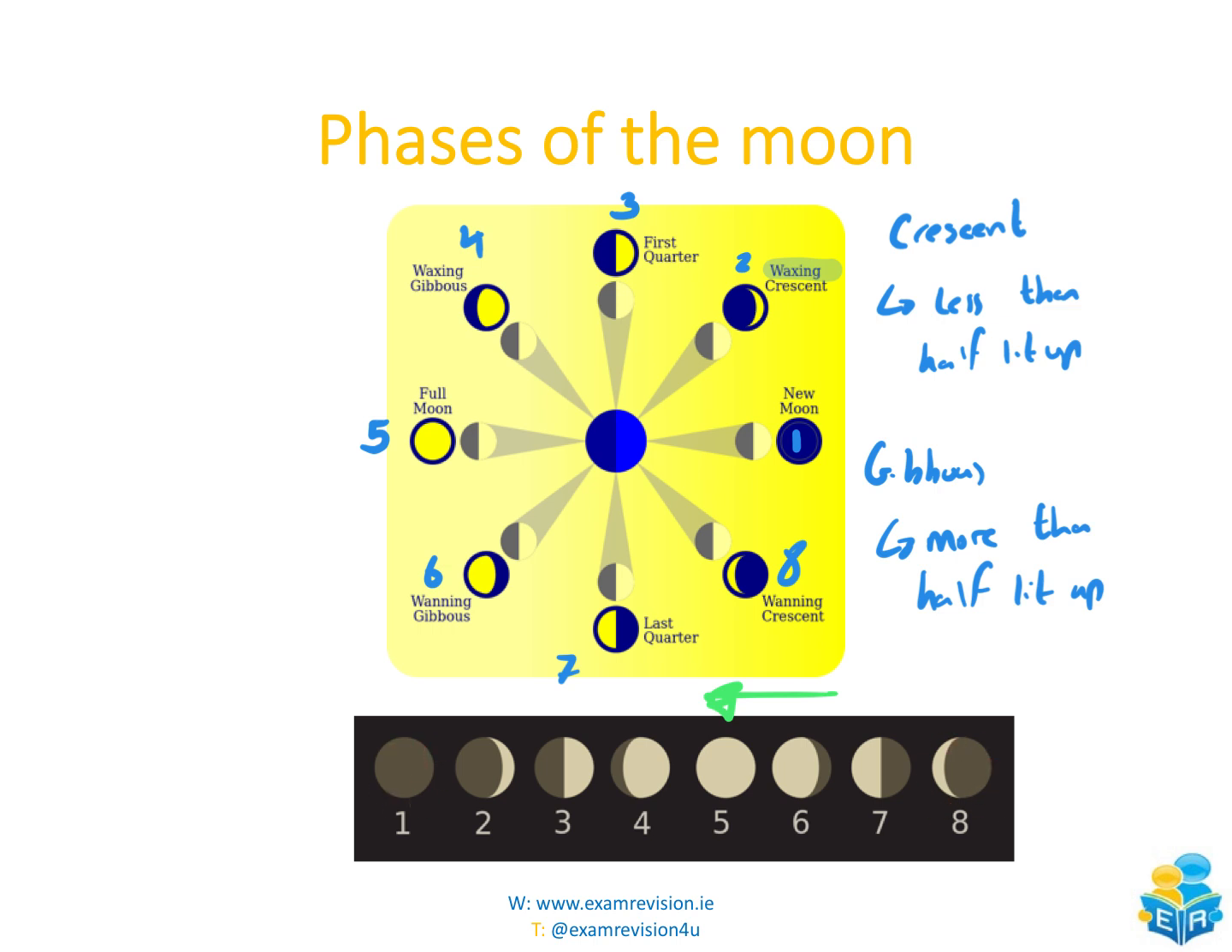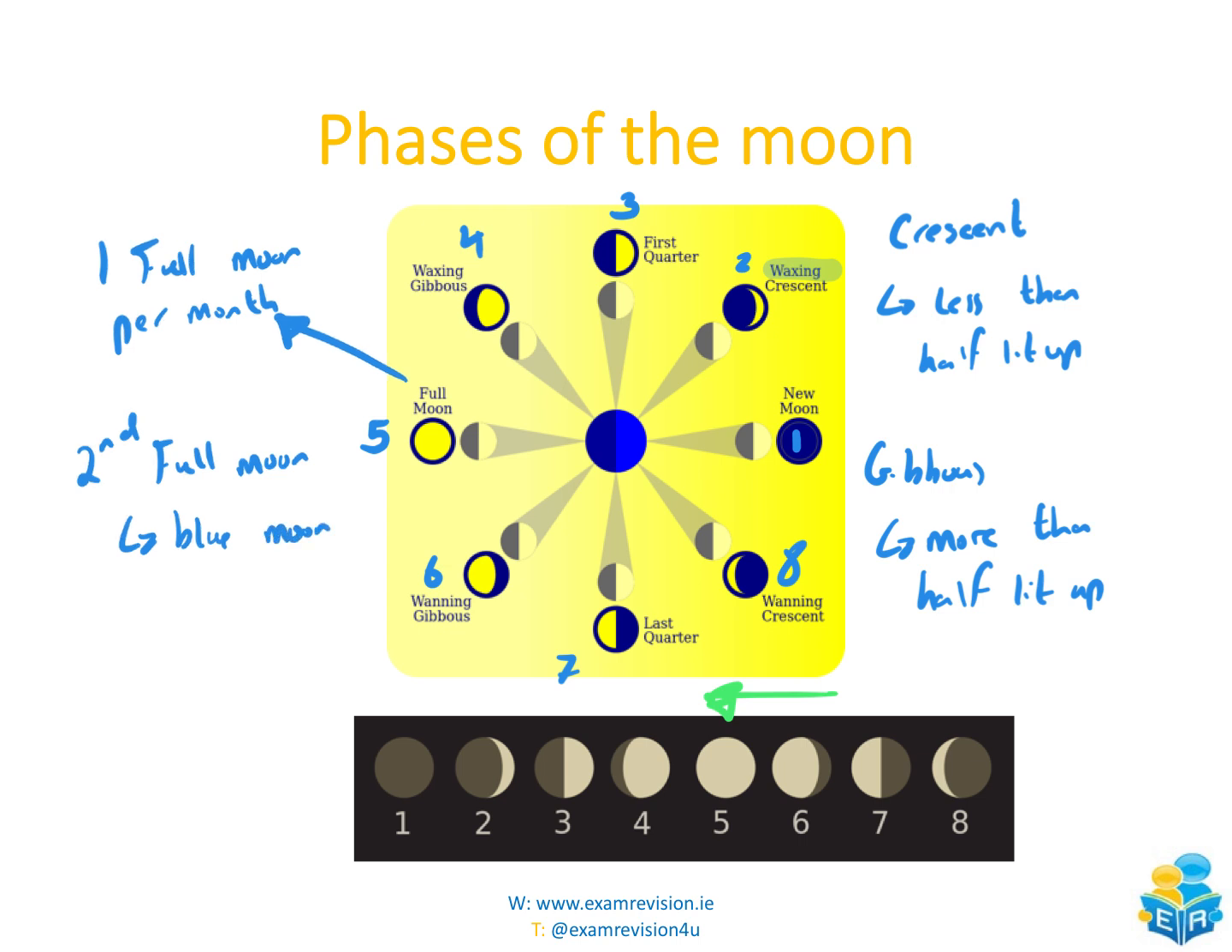Now, one thing to keep in mind, generally we will have 1 full moon per month. Per calendar month, that is. So say once in January, once in February, once in March. If we get a second full moon in the same calendar month, that's referred to as a blue moon. It doesn't actually mean that the moon is blue. It's just the term that's used for the second full moon in one calendar month. Doesn't happen all that often, but it is important to know.